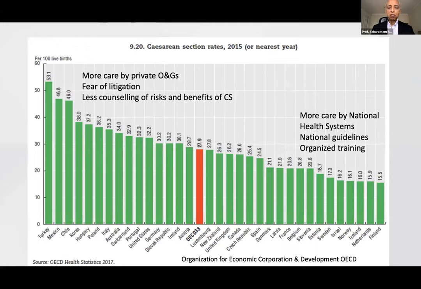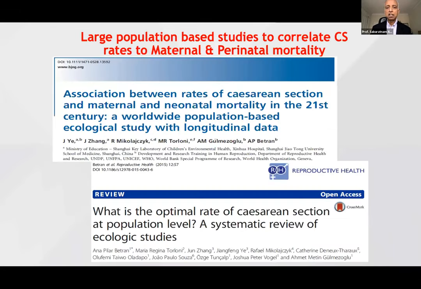According to the Organisation for Economic Co-operation and Development, the average is about 27%. If you look at the countries where there is more private care, more fear of litigation and less counseling on the benefits of cesarean section or not, then Turkey, Mexico, Chile, Korea and Hungary have a high section rate compared to the Nordic countries, where they have more nationalized health services and well-organized care services. There the section rates are between 15 to 20%. The women there are not different from the women in Turkey or Mexico, but the rates elsewhere are about 3 to 4 times higher because it is not a national health service. So private practice has a major influence on cesarean section rate.